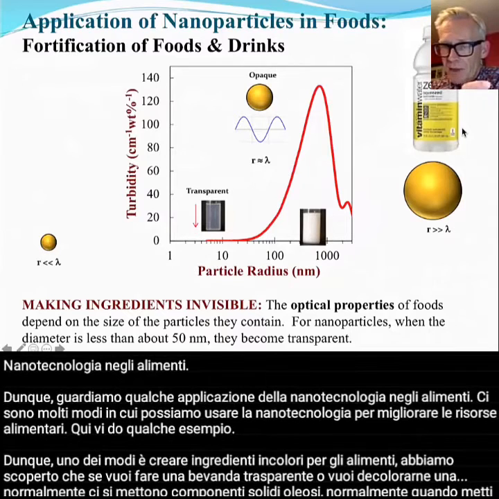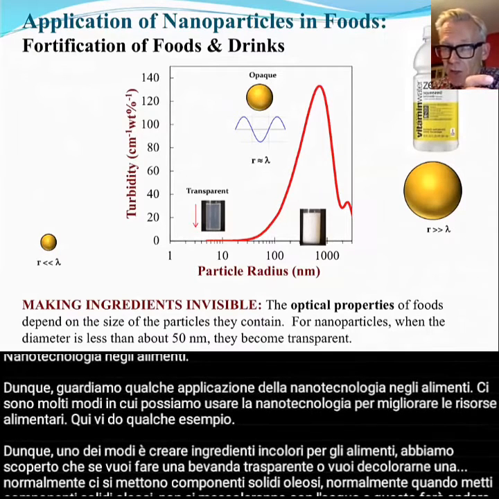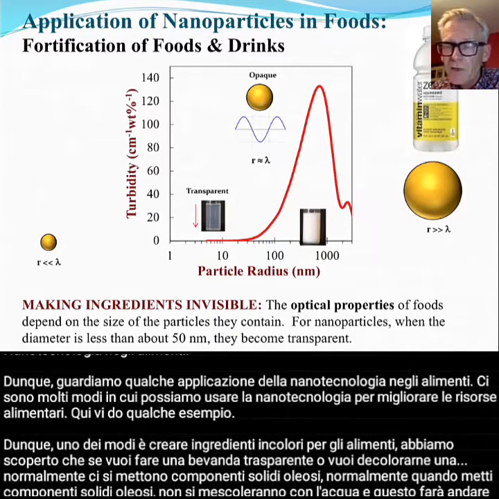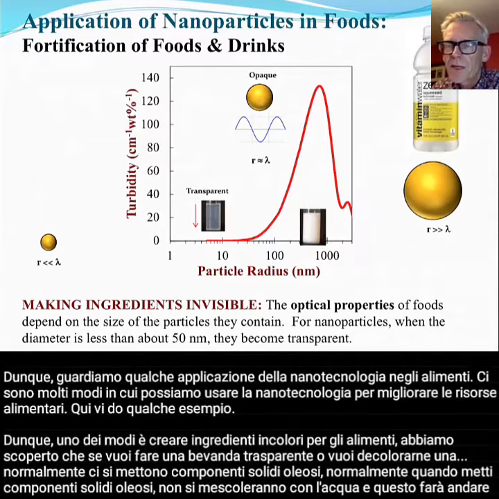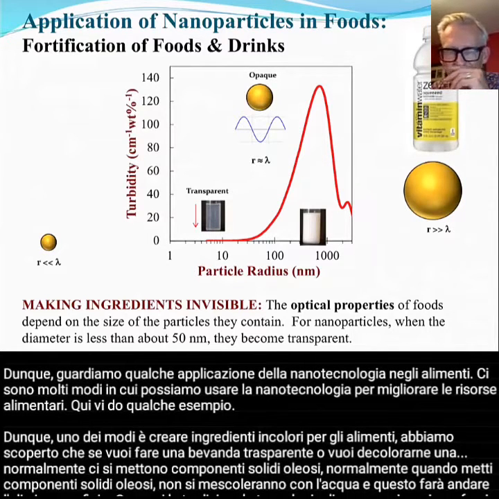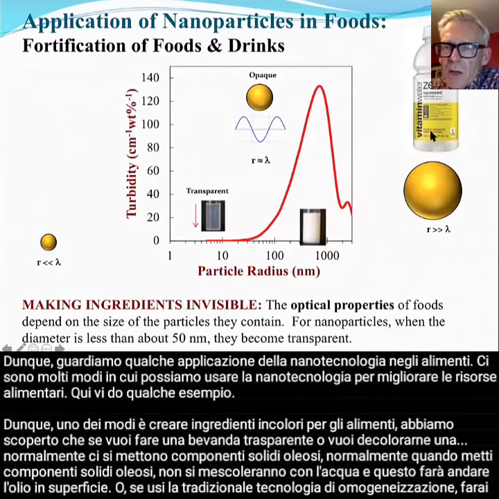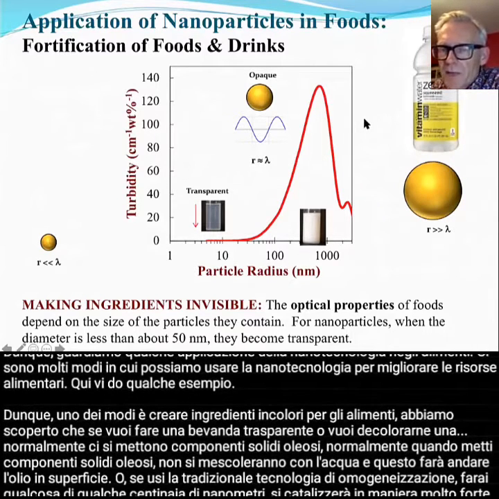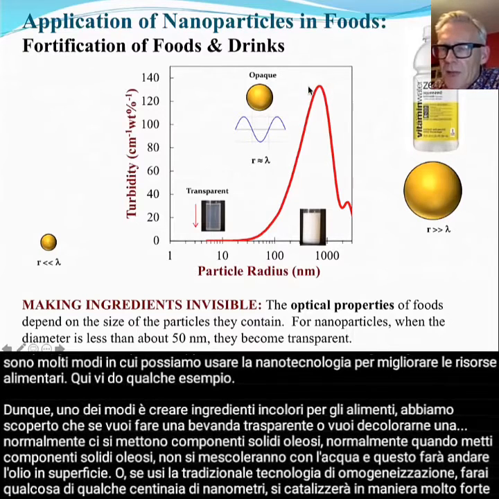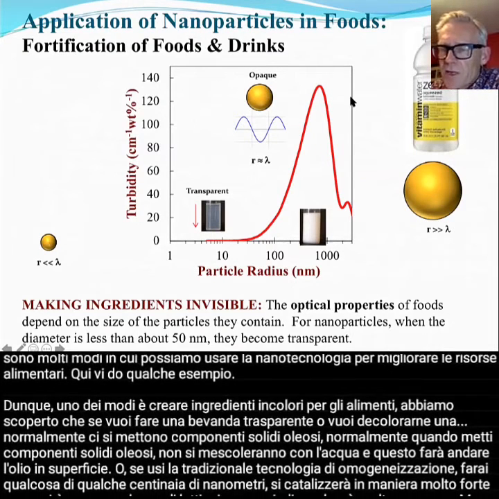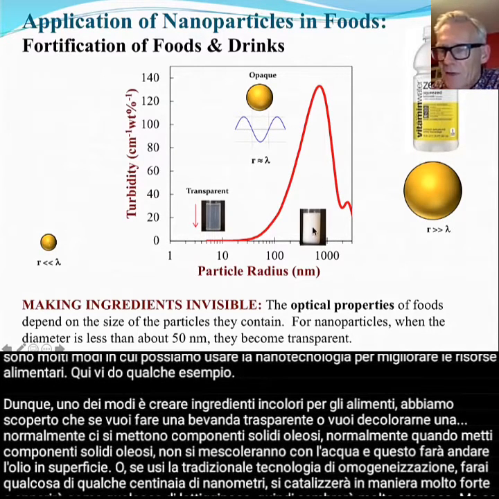beverage. So you want a clear beverage and you want to put an oil-soluble component in it. So normally when you want to put an oil-soluble component in it, it wouldn't mix with the water and you would just get a layer of oil on the top. Or if you use conventional homogenization technology, you would make something that's a few hundred nanometers and it would scatter light very strongly and it would look something like milk.